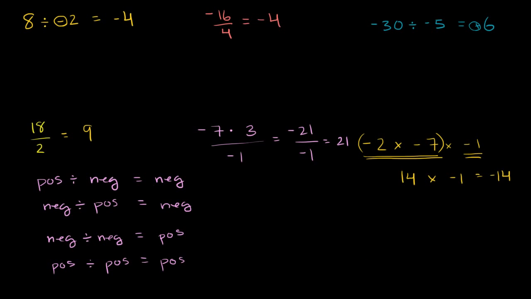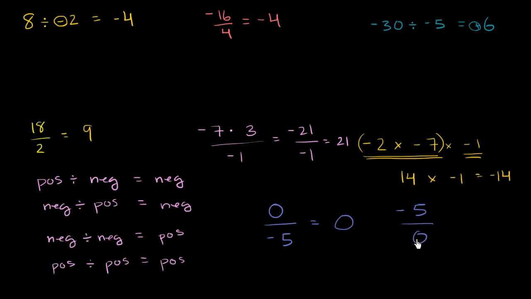Now let me give you a couple more, I guess we could call these trick problems. What would happen if I had 0 divided by negative 5? Well, this is 0 negative fifths, or 0 divided by anything that's non-zero is just going to be equal to 0. What if we were to do the other way around?